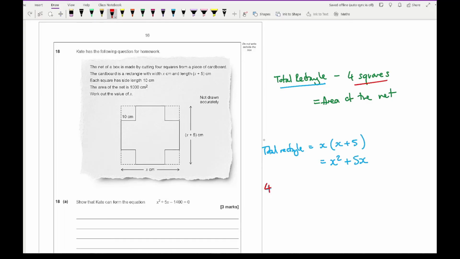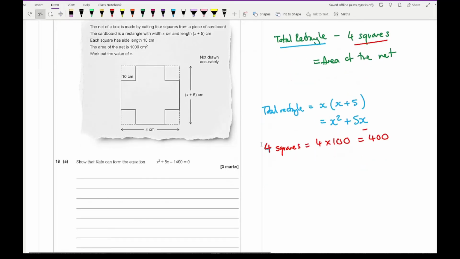Now in terms of the 4 squares, the 4 squares are going to be 4 times 100, which is 400. So if I then take away those 2 elements, what I've got is x squared plus 5x minus 400, and that's all equal to 1000 because that's the area of the net. Then obviously if I take the 1000 over to the other side, I get x squared plus 5x minus 1400, and that all equals 0.